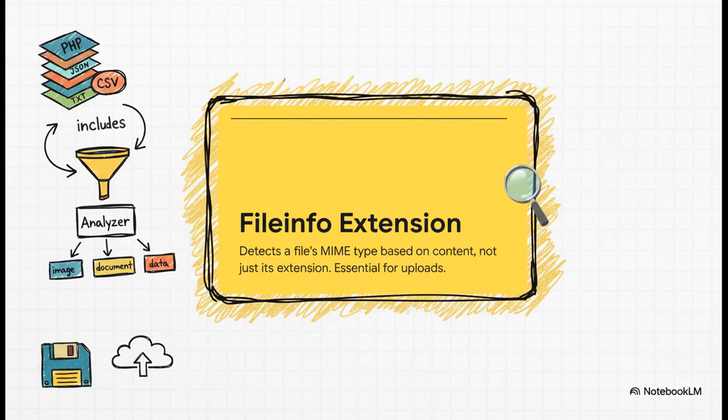So here's the scary thought. How do you know what a file really is? Someone could upload a malicious PHP script but name it cute_puppy.jpg. Your code sees the .jpg and thinks it's fine. That's where the Fileinfo extension comes in.